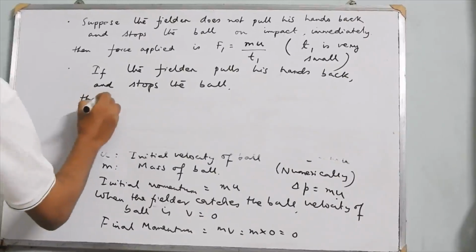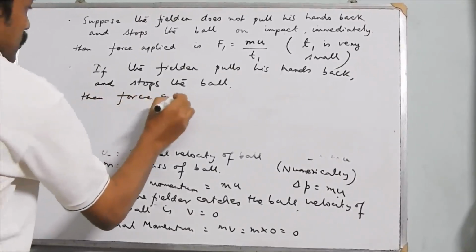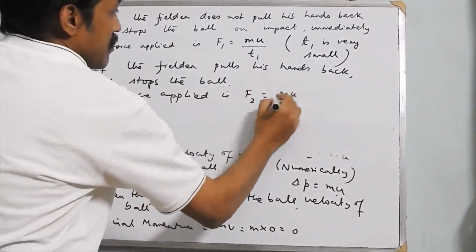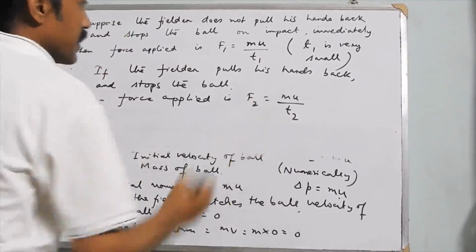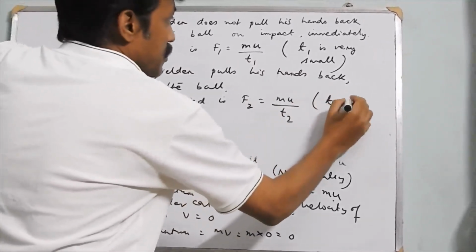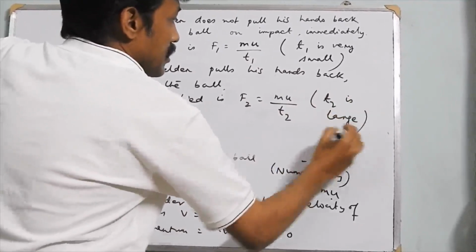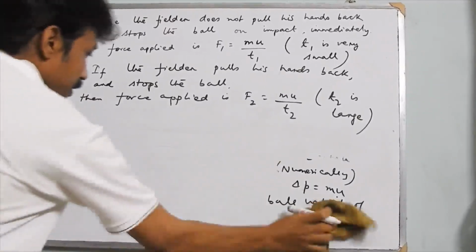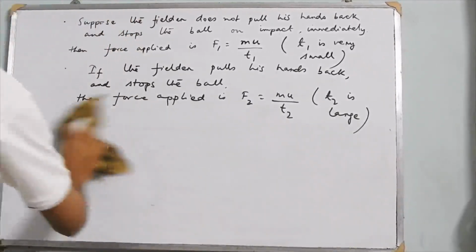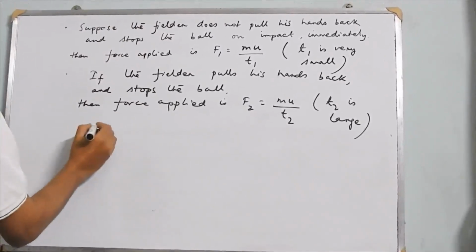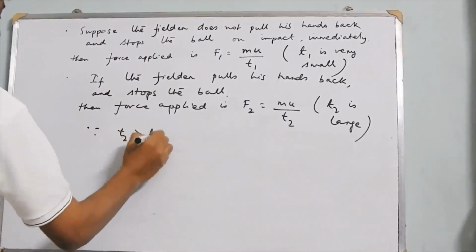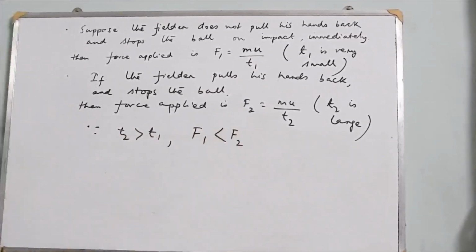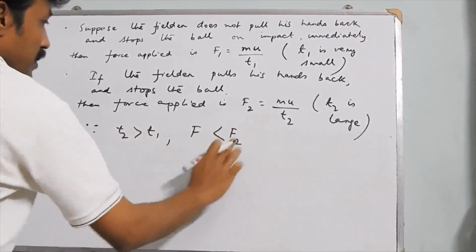The force applied is, suppose, F2, which is again change in momentum by a time T2, and as I have said, the time T2 is large. So now if you compare F1 and F2, you definitely can observe which of the force is greater. So since your T2 is greater than T1, obviously F1 will be less than F2. Sorry, F2 will be less than F1.